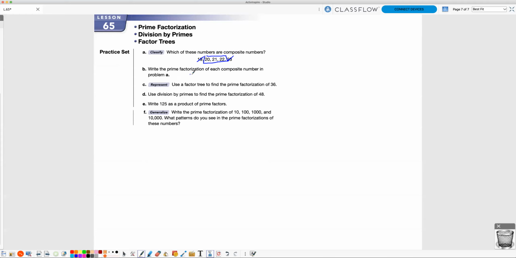Write the prime factorization of each composite number in problem A. So for part B, let me just place that right here. So for 20, let me just start with a factor tree.